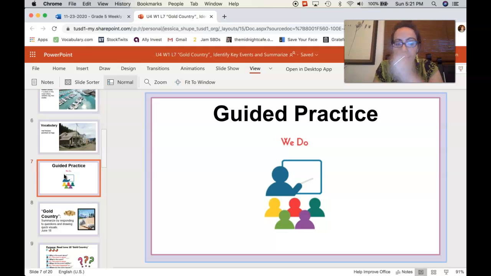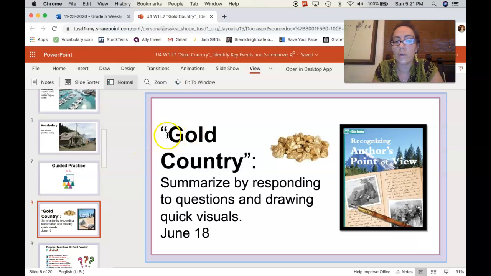Alrighty, moving on into the guided practice. This is the we do. We're going to do it together. You will need to pause, as I mentioned before, in order to answer questions in the Edpuzzle. The title of our text that we're going to read is called Gold Country. You're going to do 2 things. We're going to summarize by responding to questions, and secondly, you're going to draw quick visuals.